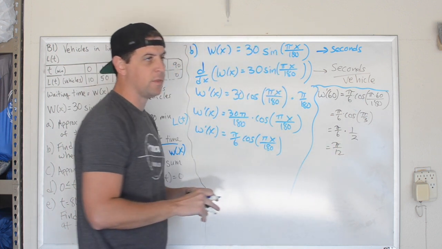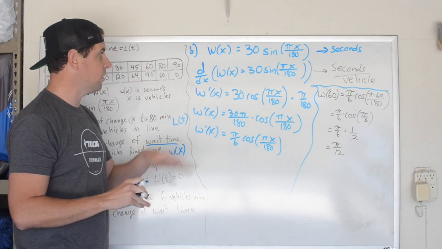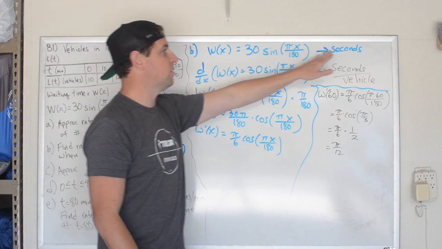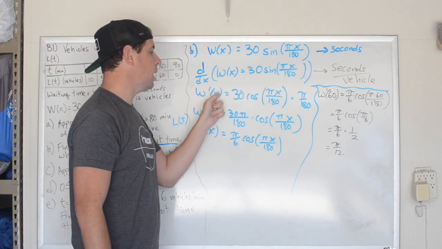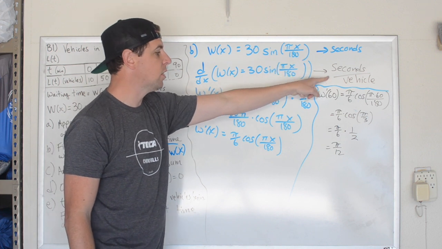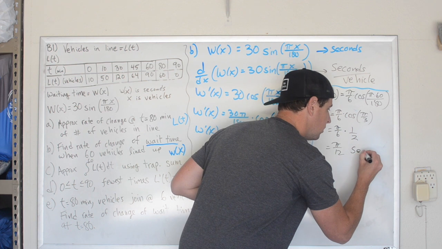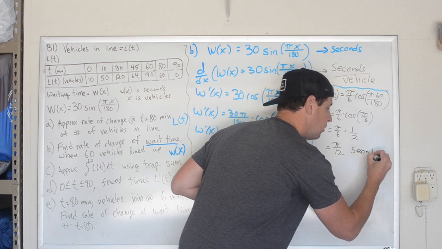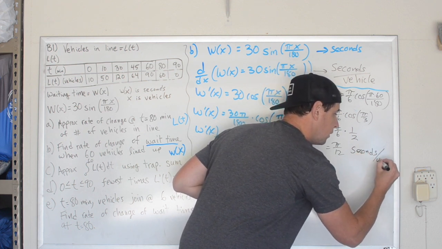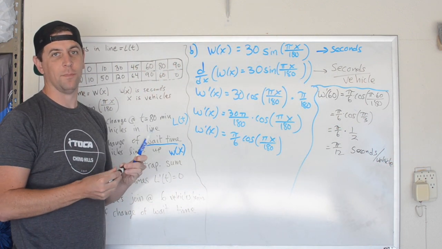And they specifically asked me on this problem to indicate the units of measurement. Luckily, we've talked about this. W of x is representing seconds. And so w prime of x, when we take the derivative with respect to x, and x being vehicles, is going to be seconds per vehicle. Okay, so seconds per vehicle. And that gives me my answer here for part B.